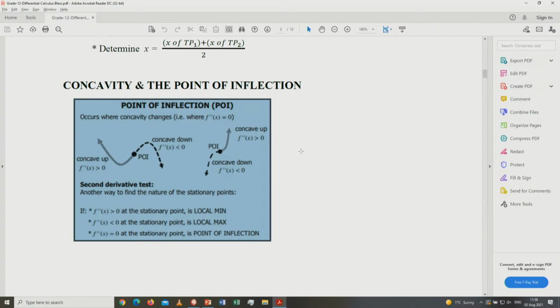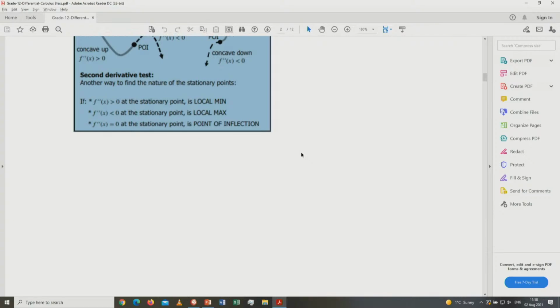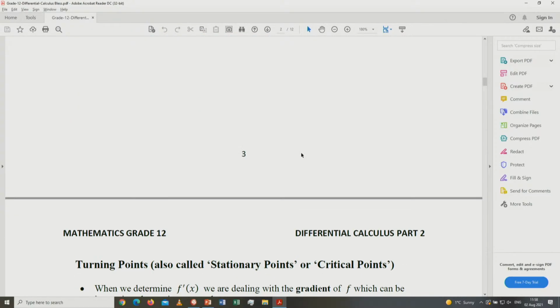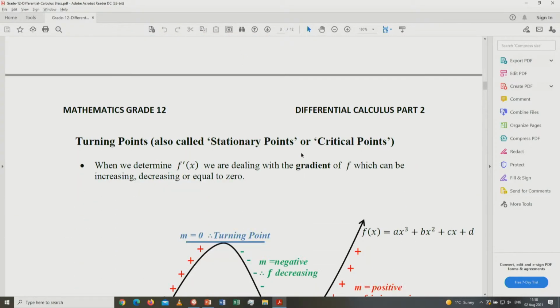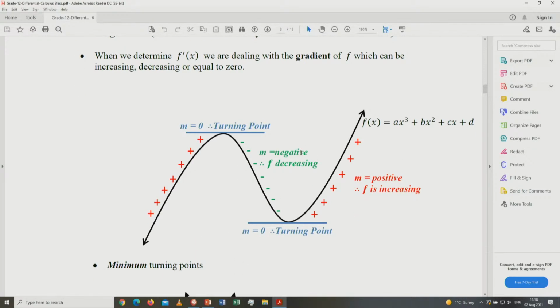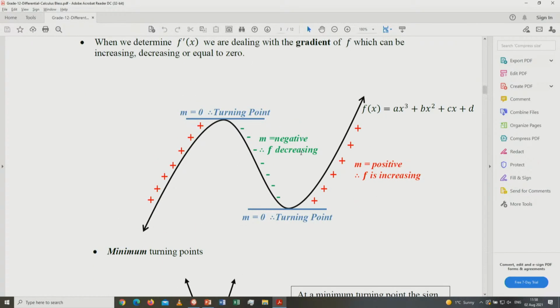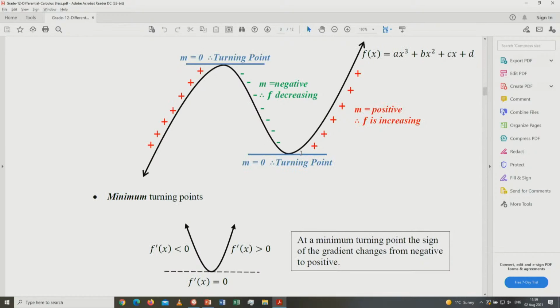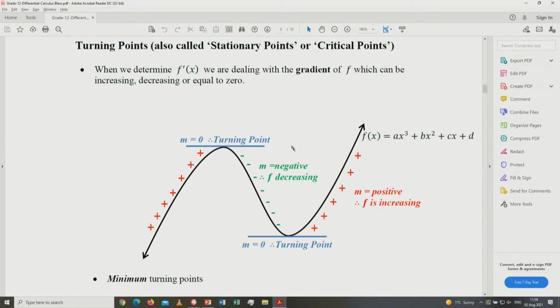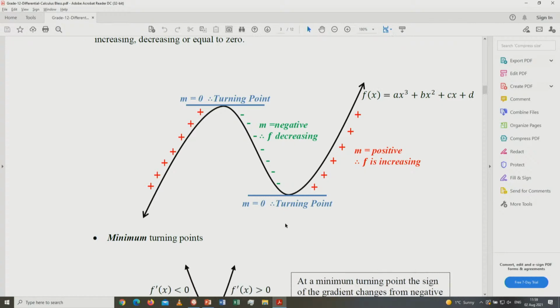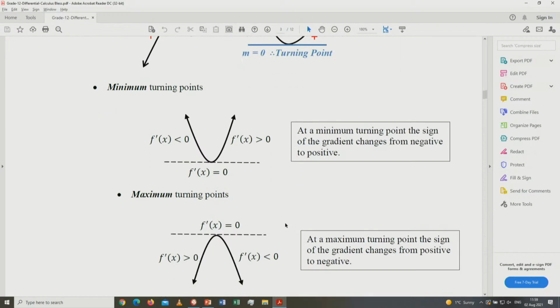All right, now let us see, learners, if we can apply these golden rules to sketch the cubic function. Remember earlier on, I touched on the gradient at the turning point being equal to 0. Very important, learners. All right, moving right along now.